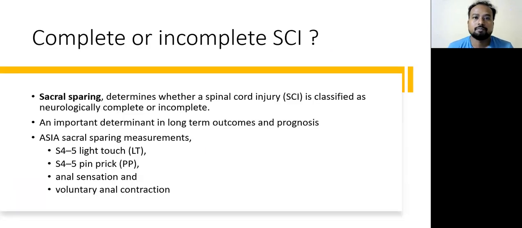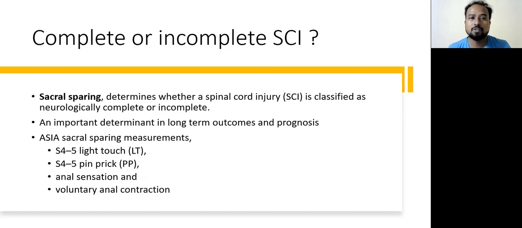Right. So for identifying complete or incomplete spinal cord injury, as I said, it's very important for us to determine the prognosis, right? In the ASIA scale, an important item is to determine sacral sparing. Sacral sparing means whether the sensory area, that is the skin at the S4, S5 segment, is present or not. If it is present, that is anal sensation and voluntary anal contraction, right? If it is present, it signifies that the spinal cord injury is incomplete.